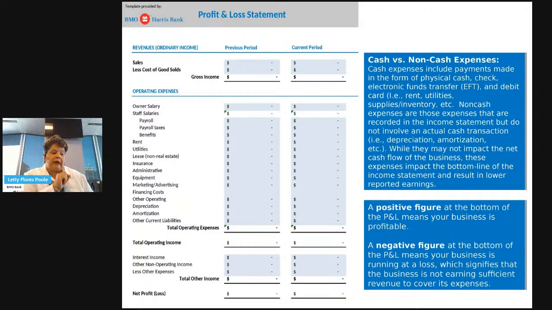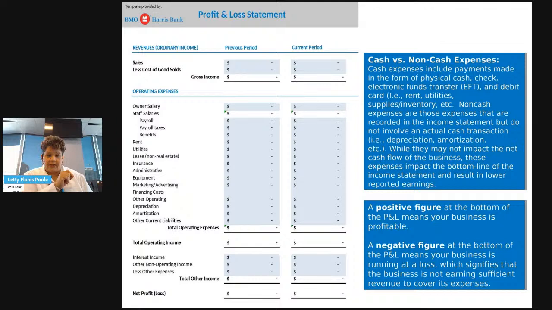Cash expenses include payments made in the form of physical cash, check, electronic funds transfer, and or debit card. Non-cash expenses are those expenses that are recorded in the income statement but do not involve an actual cash transaction. Depreciation, amortization. So to give you an idea, depreciation can be a dollar amount that you put to your equipment. Depending on the equipment you have, some equipment depreciates in value over time, right? That actually would be what you call a non-cash expense. While they may not impact the net cash flow of the business, these expenses impact the bottom line of your income statement and result in lower reported earnings.